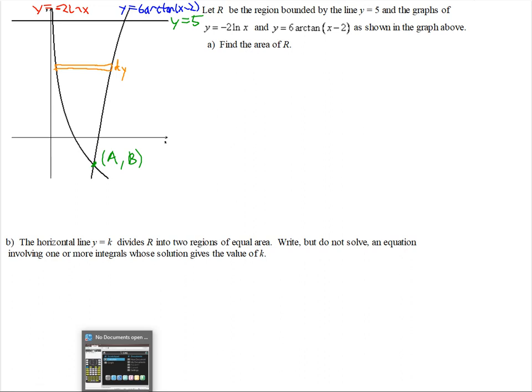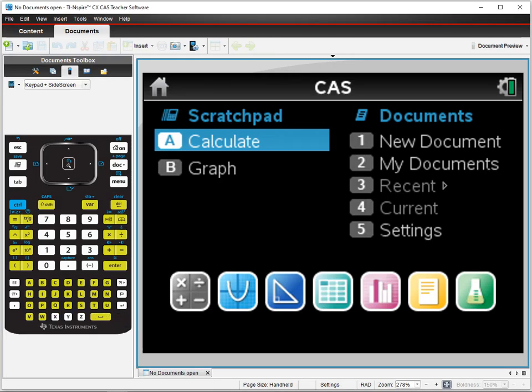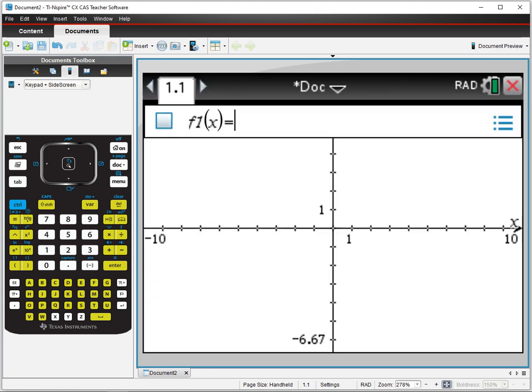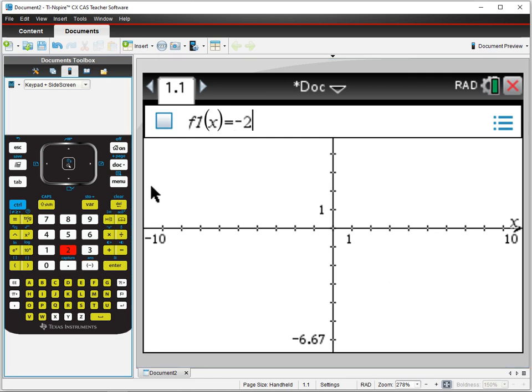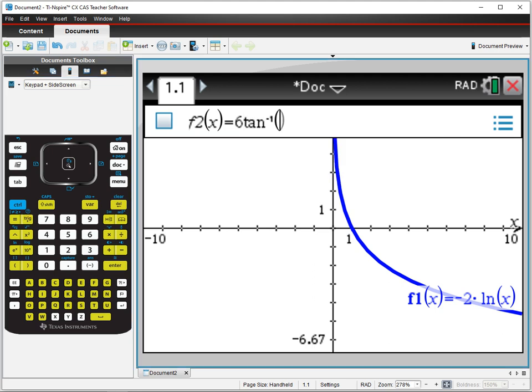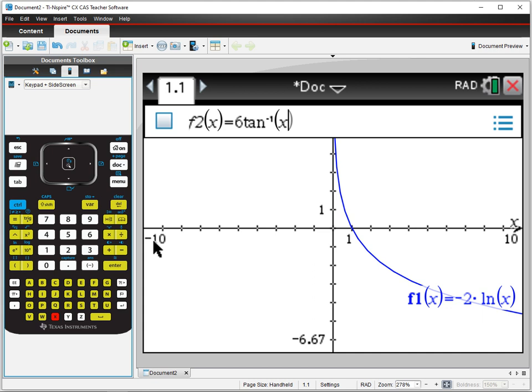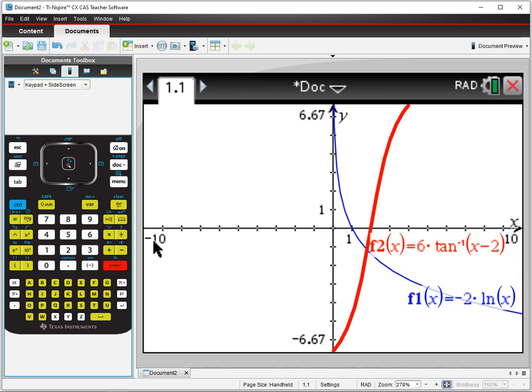Let me show you on the Inspire here how we put those in first. Then we'll find a point of intersection on both graphs. So start a new document, add graphs, and y1 would be -2 natural log. You have to press control and then the E x button, natural log of x, and then hit the down arrow. And for f2, we'll have 6 arctangent, which is on the trig button. Again, it looks like tangent with a -1, of x minus 2. And again, if you want to put 5 in there, you could too, but we don't need that in this case.